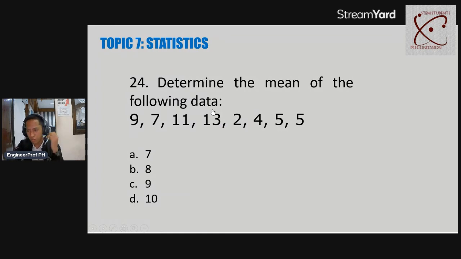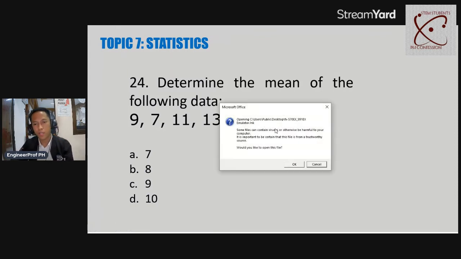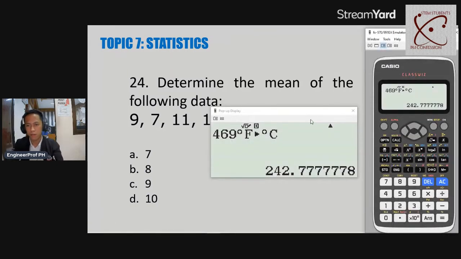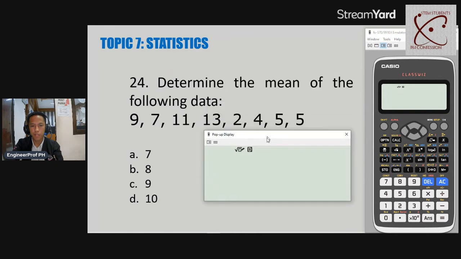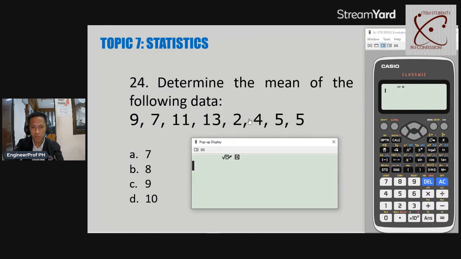So, you can also use the calculator to represent your statistical data. So determine the mean of the following data. So press clear muna tayo, shift clear, shift 9, clear. Ayan. So eto, determine the mean of the data. So arithmetic mean yun. How do you get the arithmetic mean? You just add all of this data and divide it by the number of data.